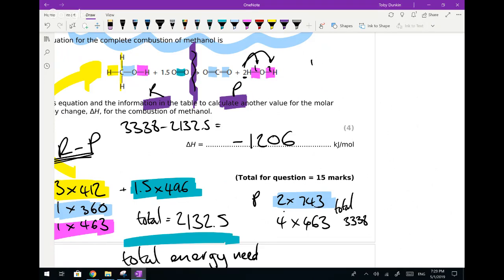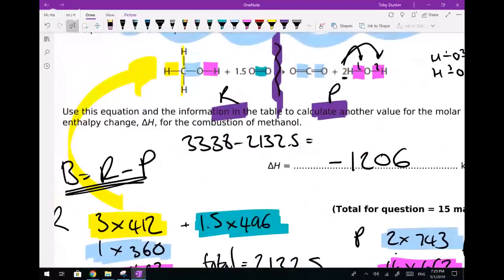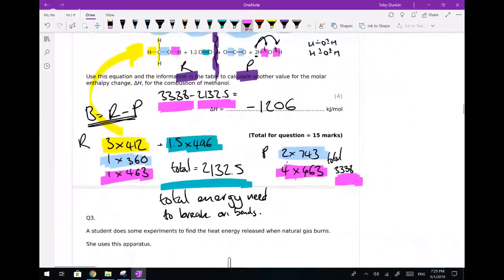I shouldn't really erase that, should I? I don't see the point in erasing that, actually. There we go. So I can now count them and go, right, I've got 4 oxygen-hydrogen bonds. And I totaled them up. And then I just did BURP to finish. Reactants minus products. Oh, which is not true. I've written that in the equation literally backwards. So easy to do. Reactants, 2132.5 minus 3338, and I get minus 1,206 kilojoules per mole.